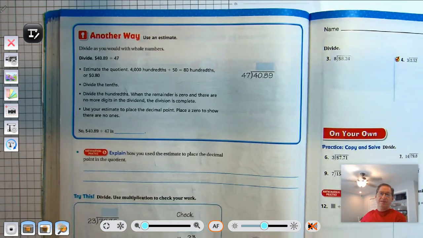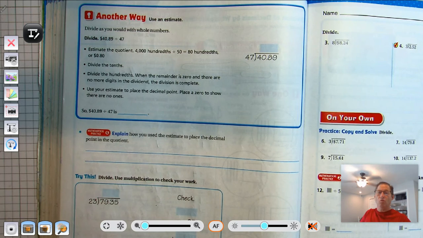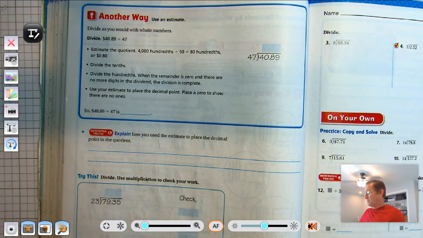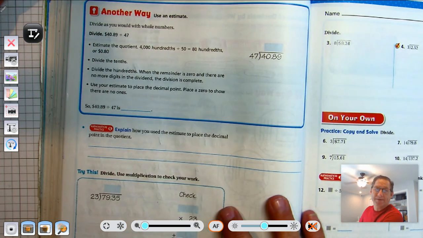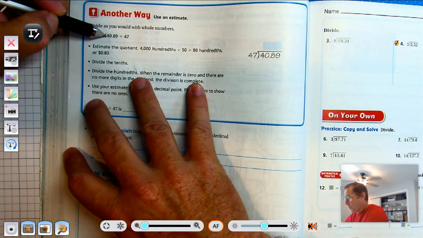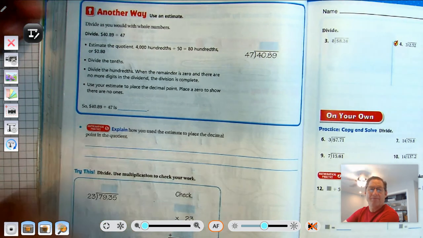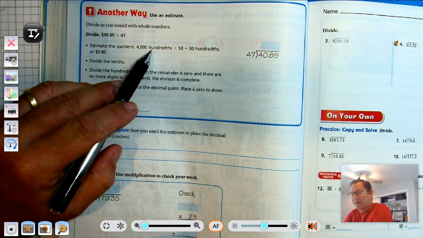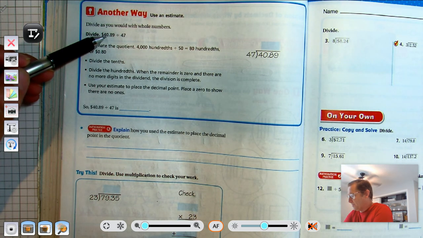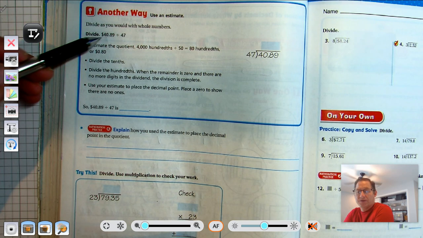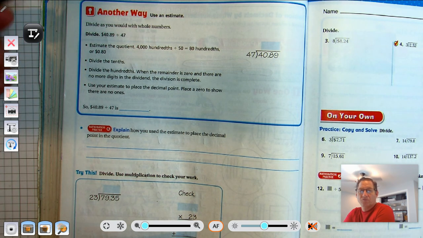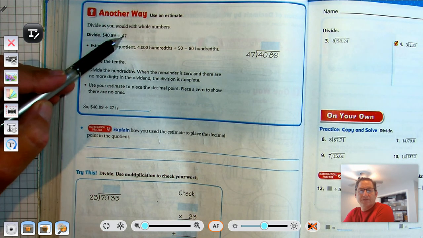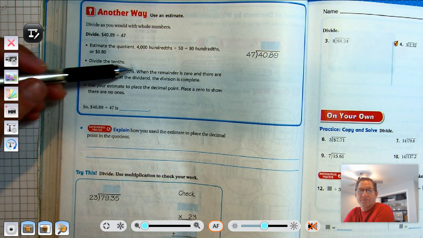So using another way, we would divide as if we had just whole numbers. And first we're going to use an estimate. This will help us with placing the decimal point. So if we divide $40.89 by 47, we can estimate that as 4,000 hundredths, because $40 times 100 would be 4,000. So we're going to divide 4,000 hundredths by 50. So 47 is close to 50.